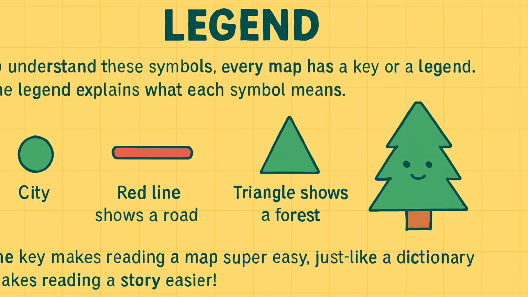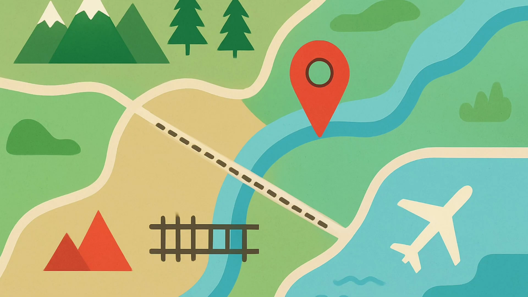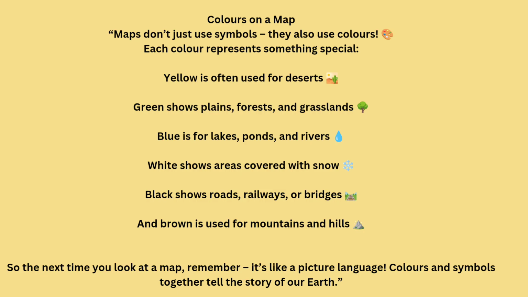5. Key or legend. To understand these symbols, every map has a key or legend. The legend explains what each symbol means. For example, a dot may stand for a city, a red line may show a road, and a green triangle may show a forest. The key makes reading a map super easy, just like a dictionary makes reading a story easier. Symbols are used to represent physical features like buildings, roads, mountains, forests, etc. They help show information in a limited space using shapes, lines, and colors.